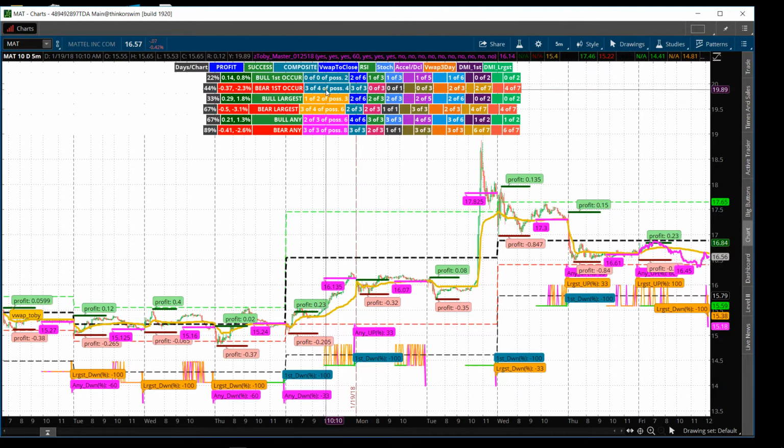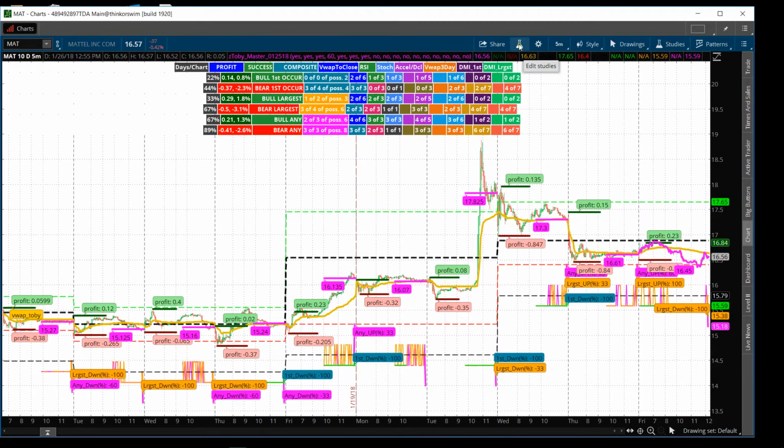Bear first is 3 for 4. Bull any is 2 for 3. Bear any is 3 for 3. So everything is pretty good except for the bull first and the bull largest. So let's hide those. Alrighty.